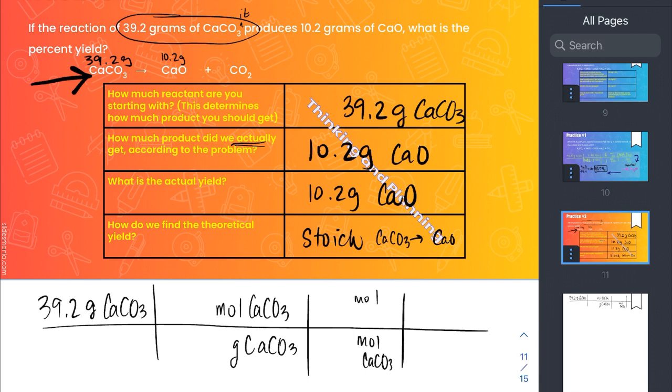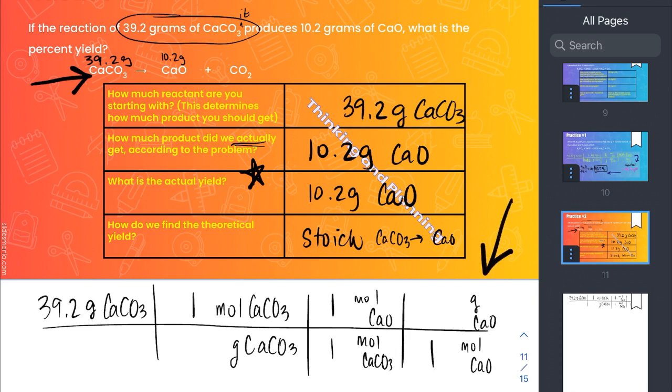I'm going to go to moles of wherever it is I'm going. I'm going to my actual yield unit. That's going to be CaO. And I'm going to take it one step further and go to grams. So moles of CaO to grams of CaO. All right, plugging in our units here in the middle, mole to mole, we use the coefficients. All the coefficients here were a 1, 1, and 1. For my other conversions, which are between moles and grams, I use 1 mole. So 1 mole, 1 mole. And then the molar mass in grams.